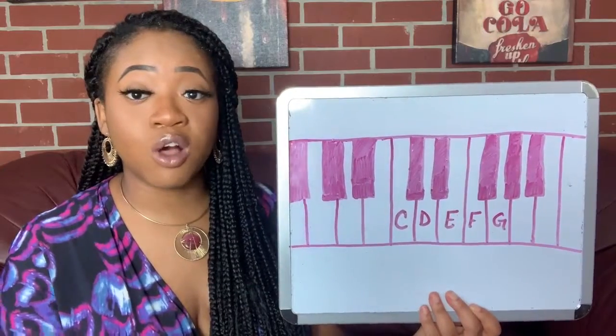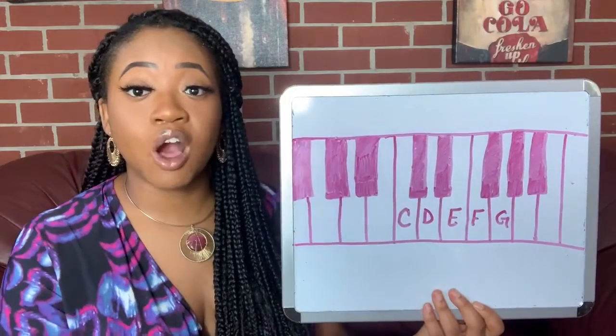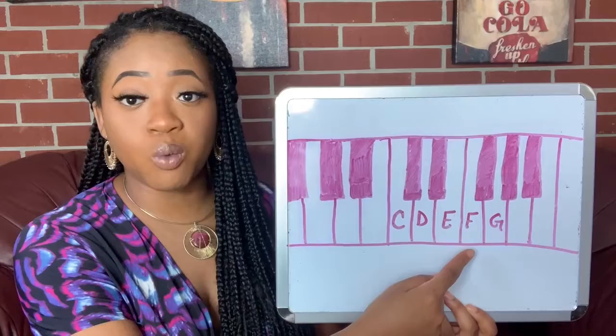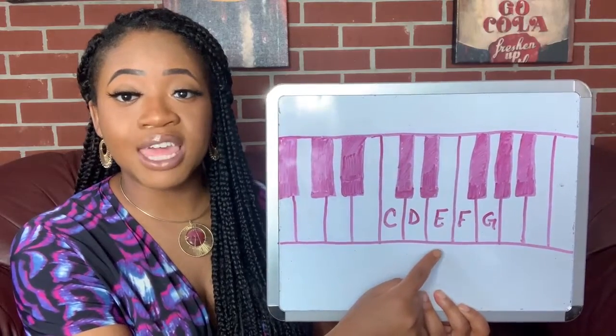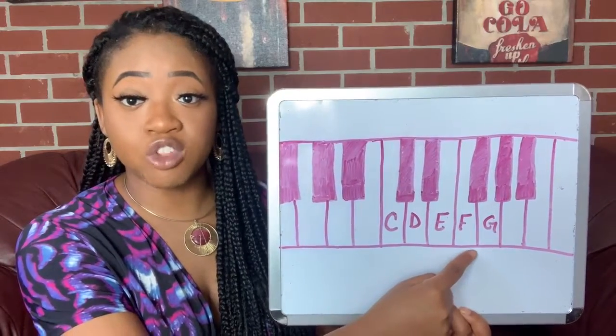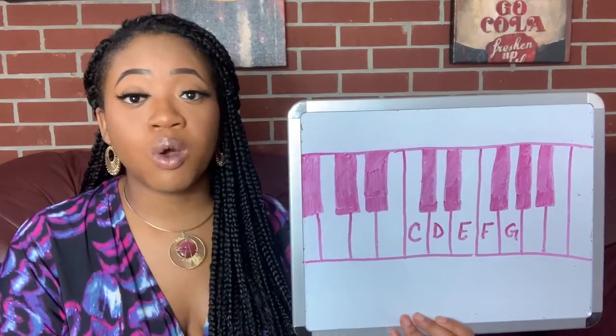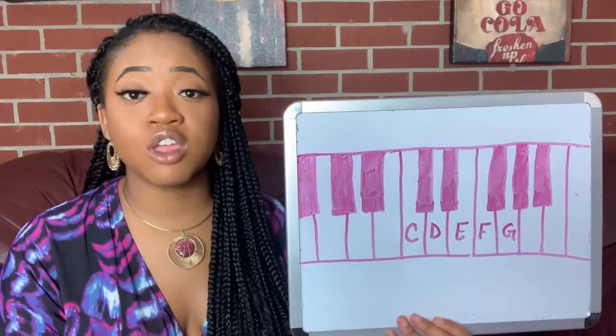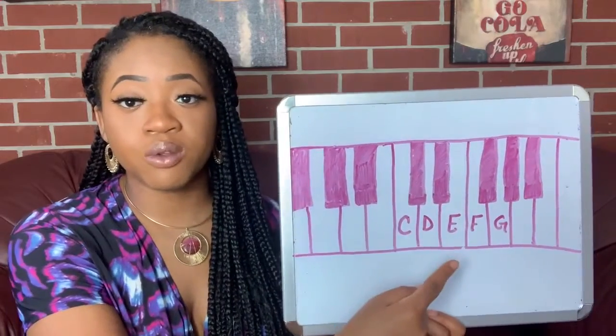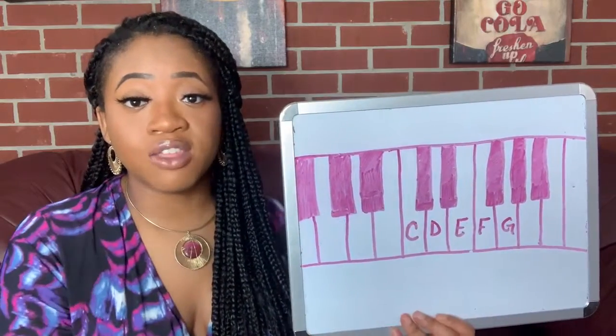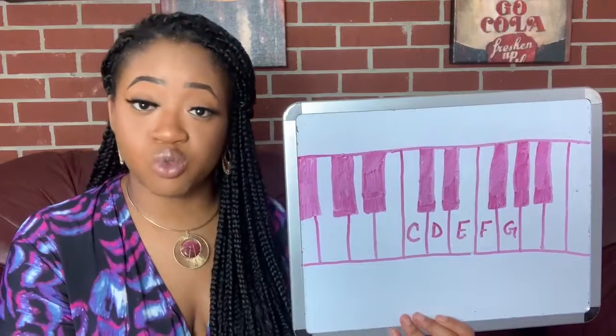A half step not only goes from a white key to a black key, but it can also go from a white key to another white key. Here we have our note E going to the very next note, which is F, and this is also a half step. Remember, you will only find white key half steps in two instances. The first one we have here, which is E to F, and the second one is from B to C.